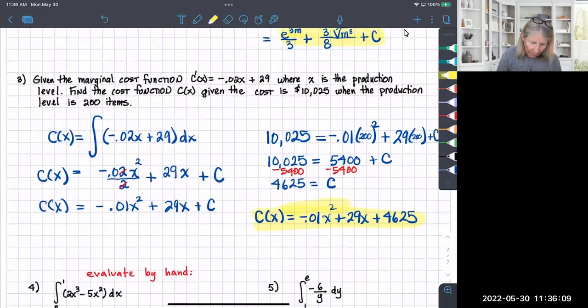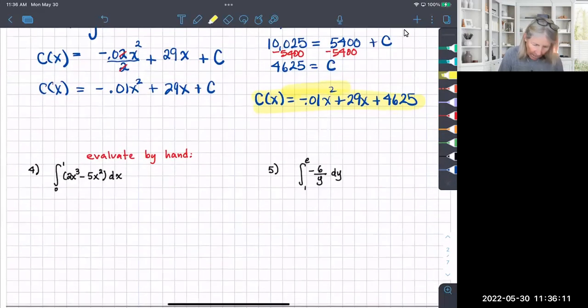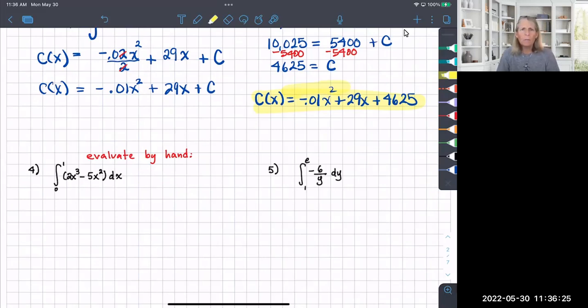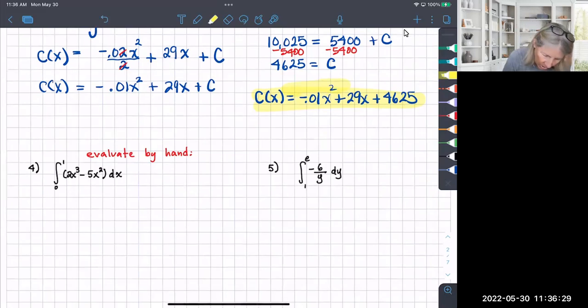Okay. Again, all in chapter 4. The last thing in chapter 4 was we figured out how to evaluate definite integrals. Now I know definite integrals can be put in your calculator to evaluate, but I will ask you on the final to do a couple by hand. The rest you'll do with your calculator, but I want to see that you can evaluate some by hand. So let's try number 4 here.